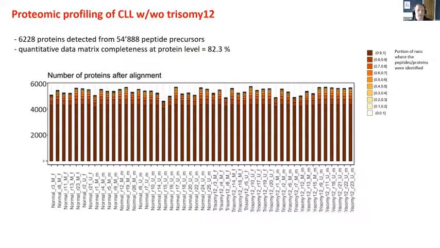And so this is the number of inferred proteins we can detect from these samples. It's something a little bit more than 6,000 proteins from around 55,000 peptide precursors, and the data completeness is on the order of 82%. But now, of course, we're talking about biological variation, so this we think is still pretty good.